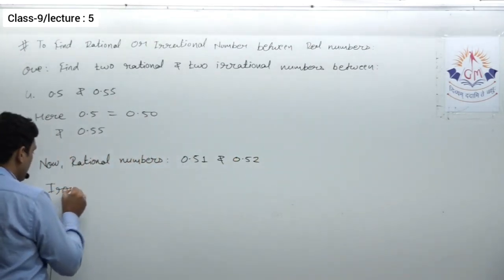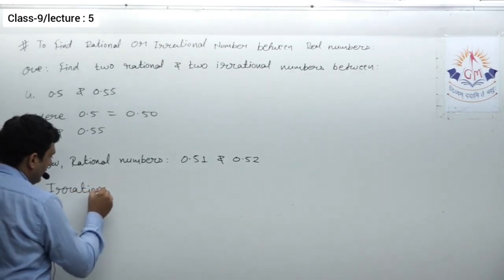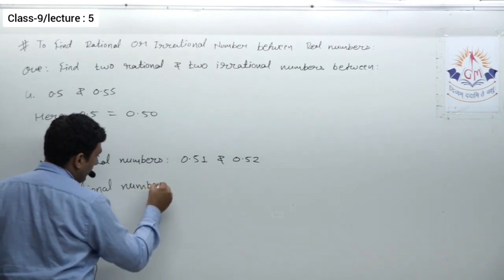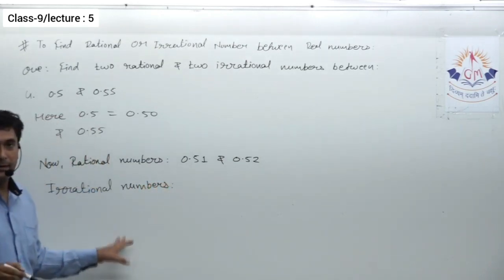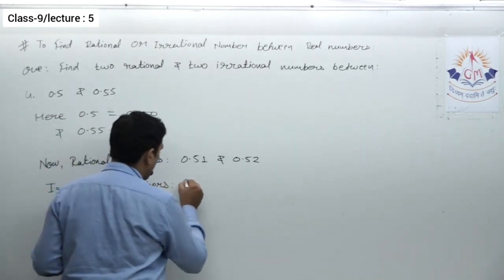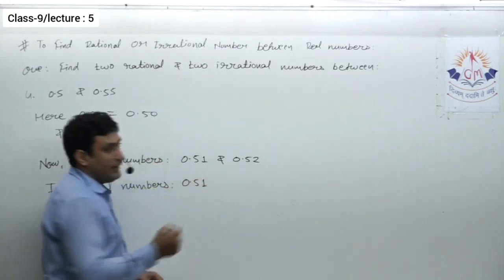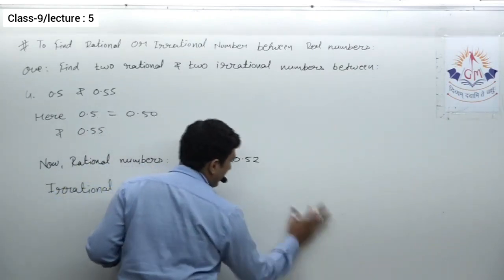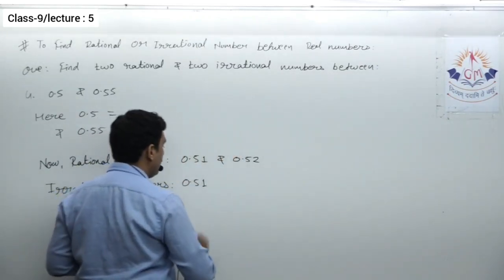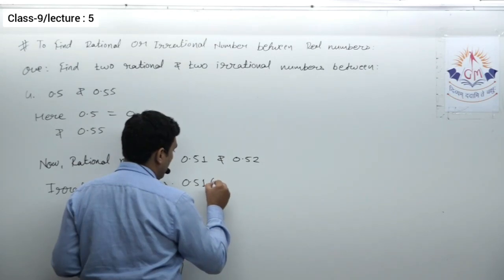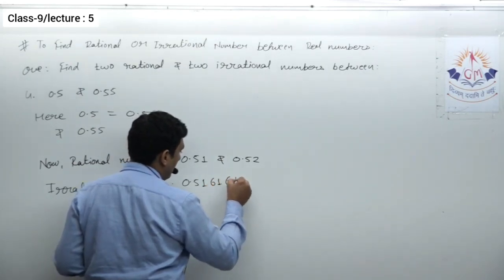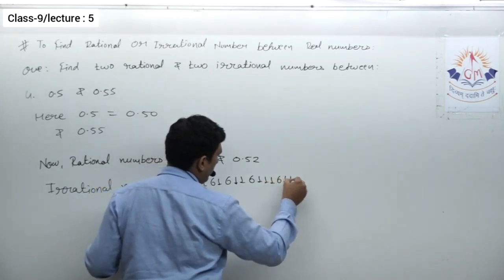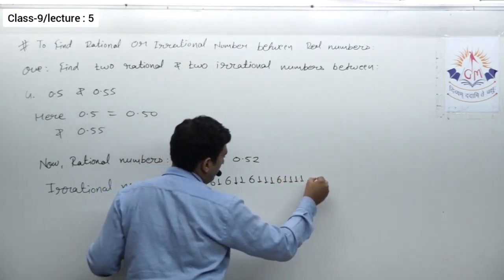And irrational numbers, again I am repeating myself, if the rational numbers are there, it is always comparatively easy to find irrational numbers. So it is 0.51, and after that I can write any string which does not repeat itself as well as does not terminate. So 51, then 61, 611, 6111, 6 followed by four 1s, and so on.